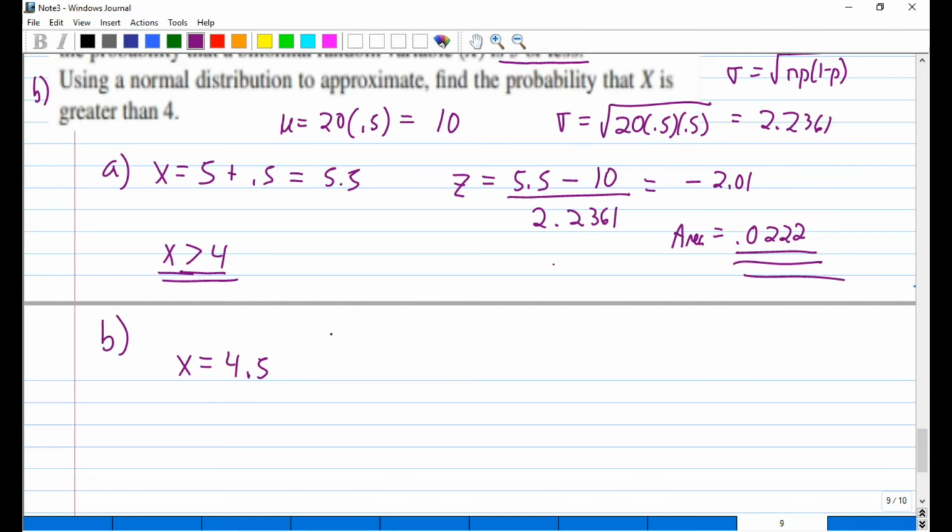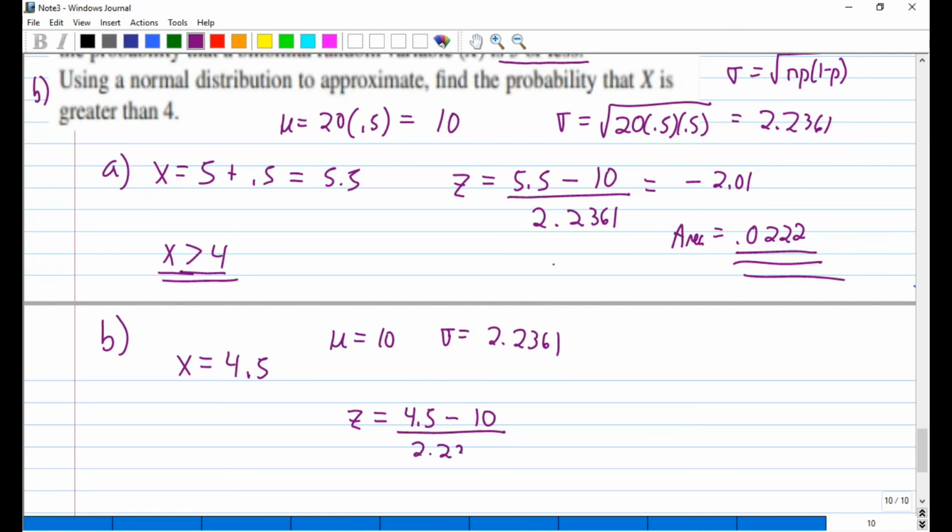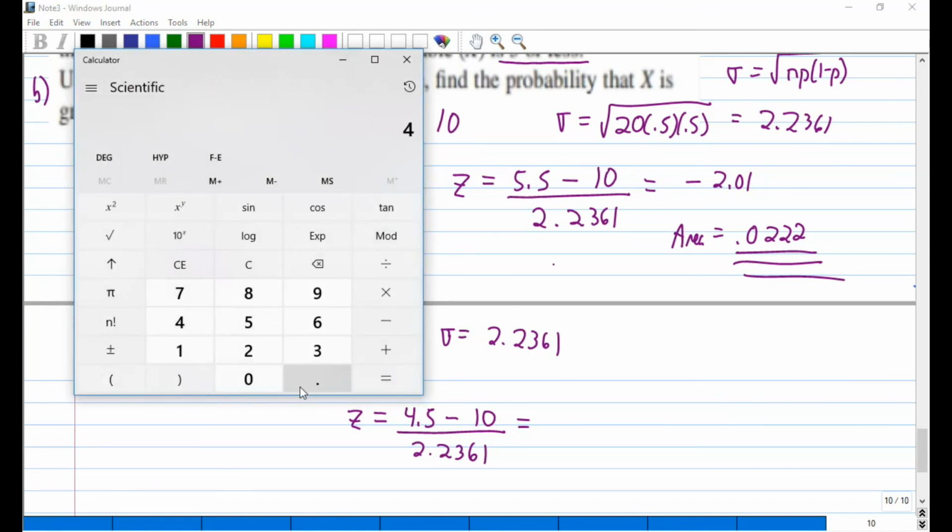All right, so if we say 4 plus 0.5, the x that we're going to use is 4.5. We have the same mean and standard deviation as before. So let's find the z-score. It's x minus mu divided by sigma. Let's do that in the calculator. 4.5 minus 10 divided by 2.2361. So we have a z-score of negative 2... got to round this to 2 places. Negative 2.46.